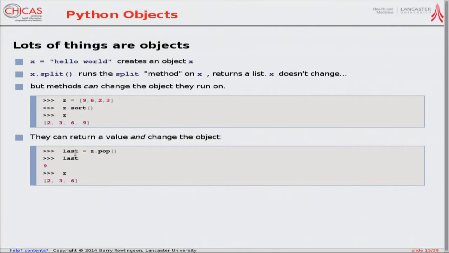So if I do lastly z.pop, it takes the last element of z by popping it off the end of z. So z is now slightly shorter. And it's a fairly common pattern to just keep popping until you end up with nothing in z and you've processed all of z.